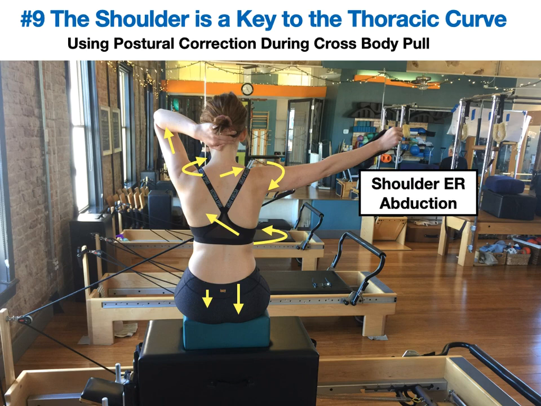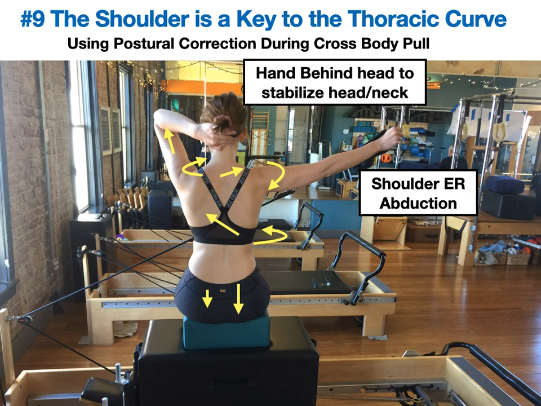The right arm is in external rotation and abduction, causing right shoulder to rotate back. The left hand is behind the head to stabilize the cervical spine, with the elbow pointed forward to facilitate upper ring derotation. So the shoulder position facilitates postural alignment in the primary thoracic curve pattern.